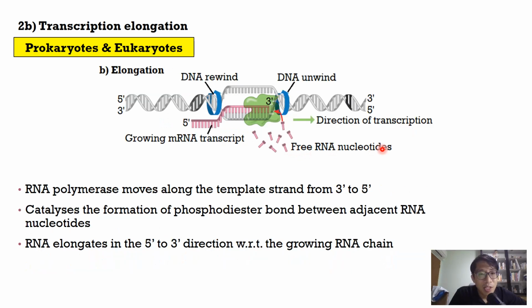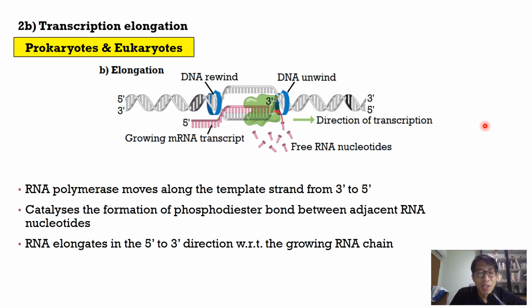Once the free nucleotides have bound onto the template strand, the RNA polymerase catalyzes the formation of phosphodiester bonds between adjacent RNA nucleotides. That synthesizes the mRNA, and as the RNA polymerase moves along the template strand of this gene sequence, the mRNA transcript is elongated.